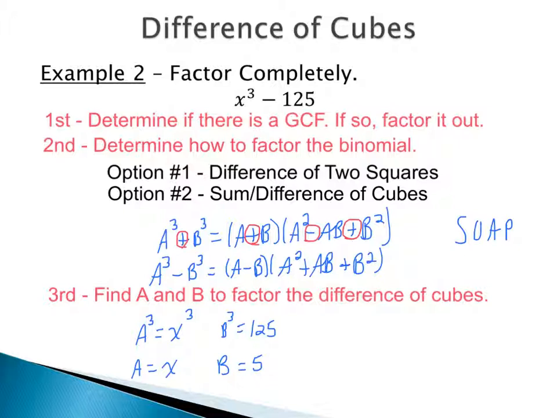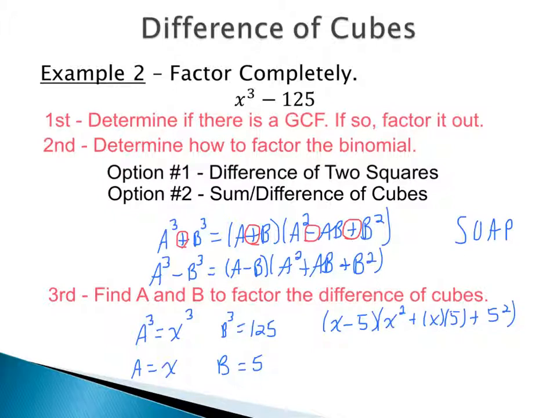Once we identify what a and b are, then we can just plug into our appropriate formula. So since, again, we have a difference of two cubes since we have subtraction, we're going to be using that a minus b times a squared plus ab plus b squared. So when we substitute that in, our a is x, so we're going to have x minus b, which is 5, and then a squared, which is x squared, plus a times b, which would be x times 5, and then plus our b squared, which would be 5 squared.